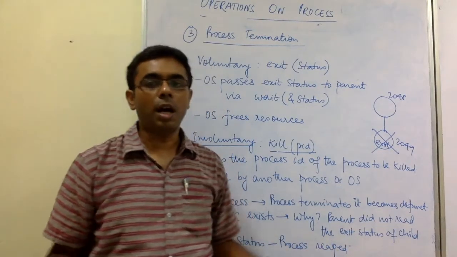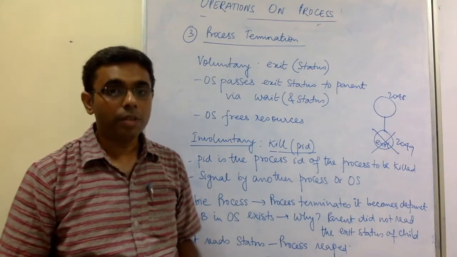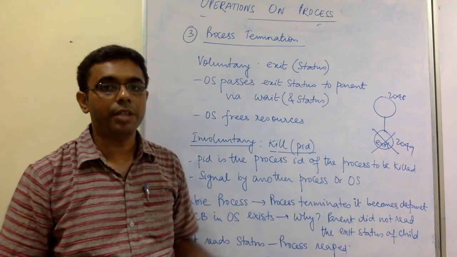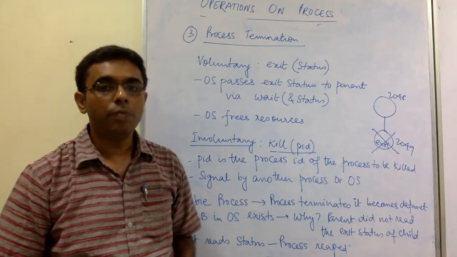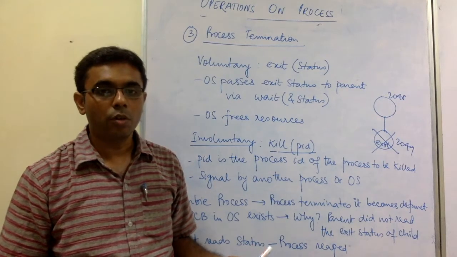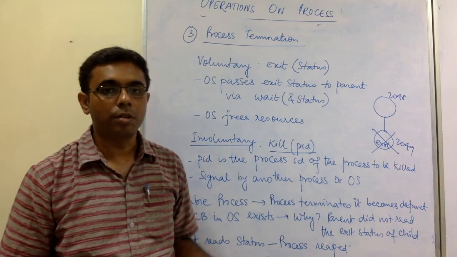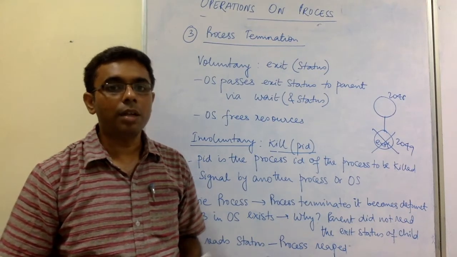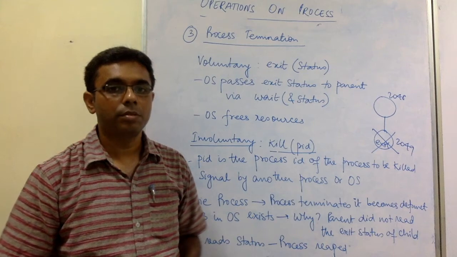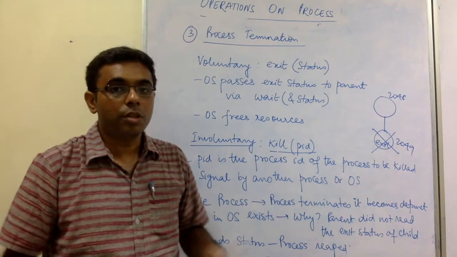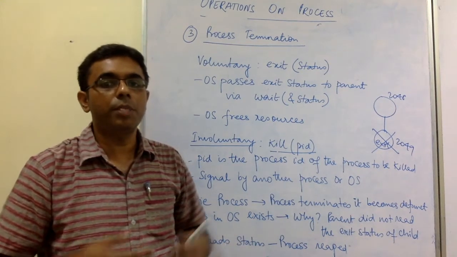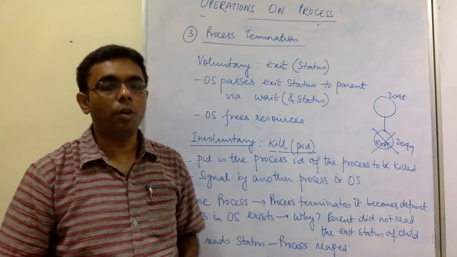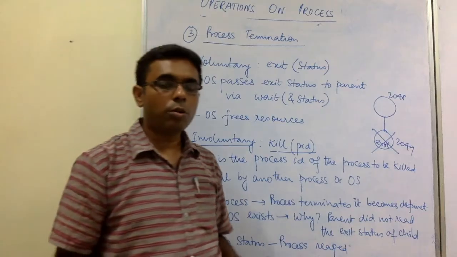Okay, so what is the harm in having this kind of thing? It just occupies a lot of space. So you see, PCB is a data structure maintained by the kernel. So if you have such kind of processes which have completed their execution, but their PCBs are still remaining, which means that you are unnecessarily occupying some space. Okay, so if the number of such zombie processes keep on increasing, that will eventually disturb the operation of your system. So what to do?